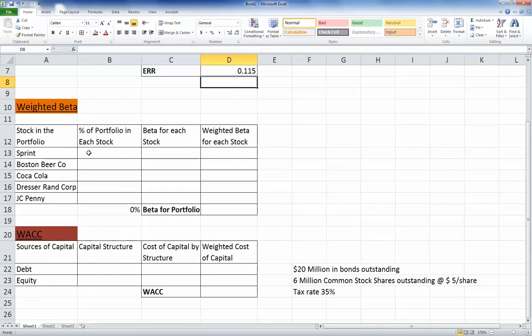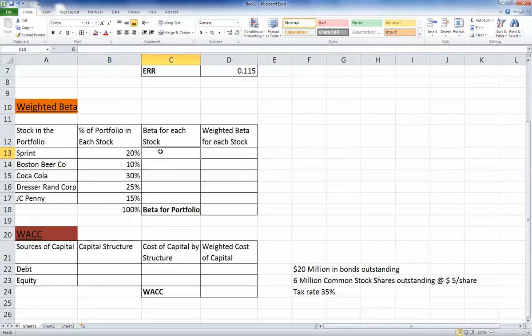So the percentage of each stock in the portfolio for Sprint is going to be 20%. Boston Beer is going to be 10. Coca-Cola is going to be 30. Dresser is going to be 25%. And J.C. Penney is going to be 15. Okay. And those should total up to 100%, which they do. Okay.